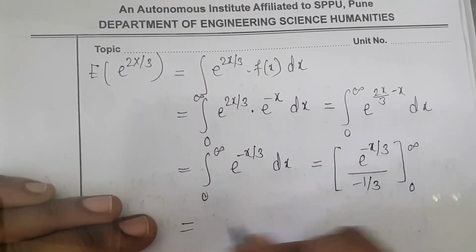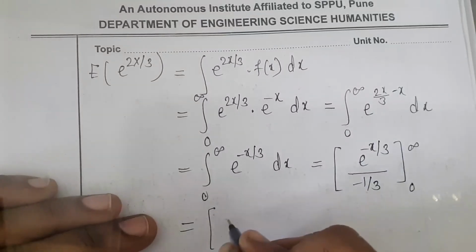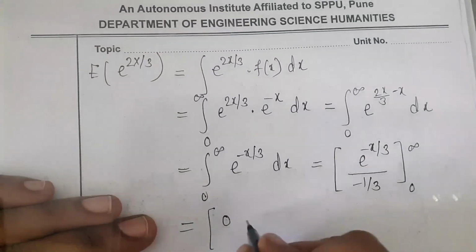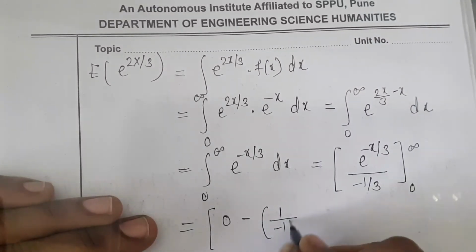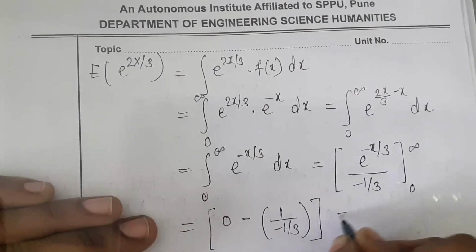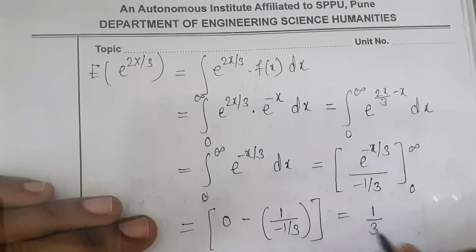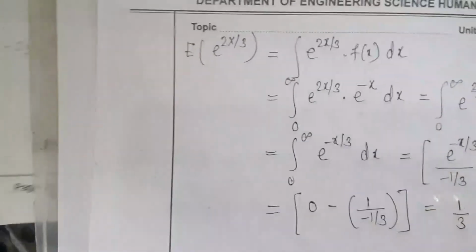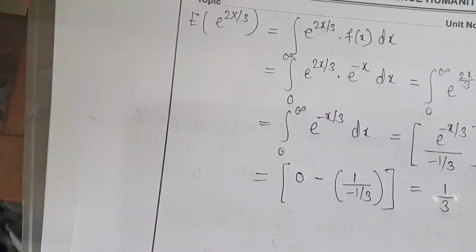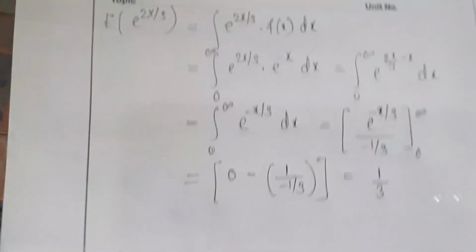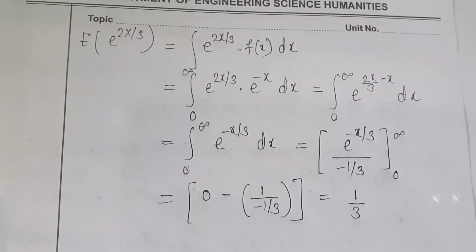Put the upper limit and lower limit. If we substitute the upper limit we get 0, minus, if we put the lower limit, e to the power 0 becomes 1, minus of 1 by 3. So this is equal to plus 1 by 3. So we obtained the expectation of e to the power 2x by 3 as 1 by 3. So in this way, we can solve any type of question.